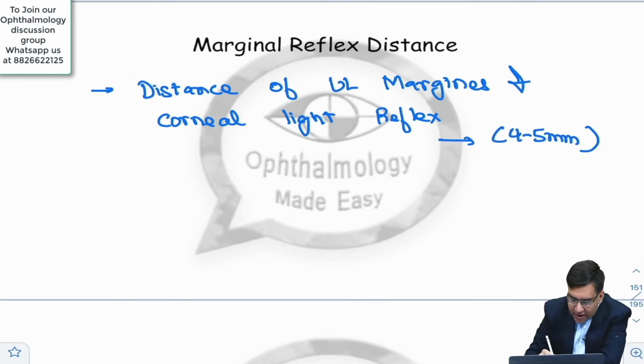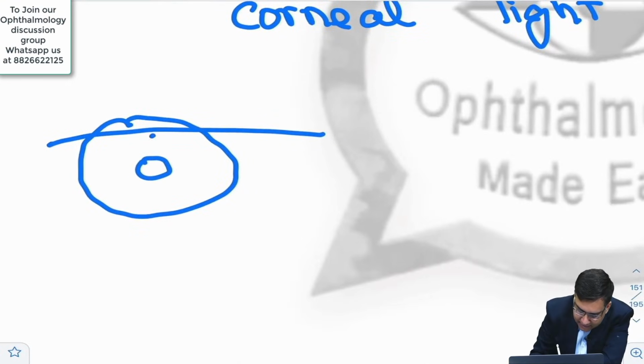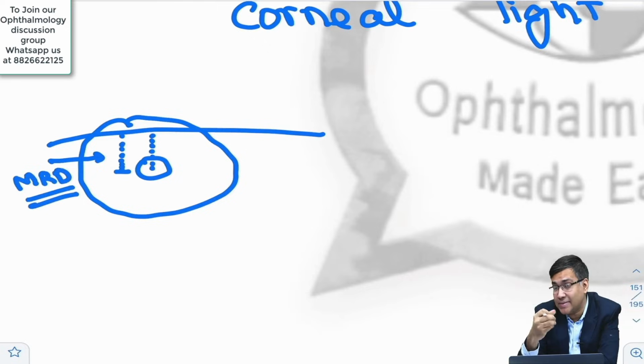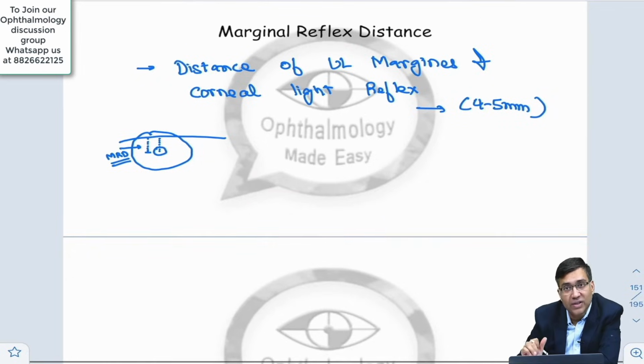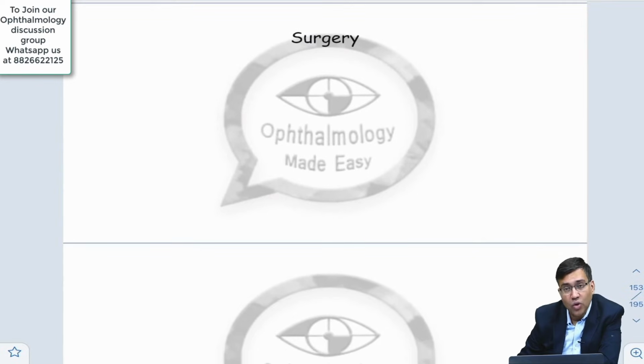Now what it actually means, please understand. Let's say this is my cornea, this is my pupil, okay, and this is my eyelid. Now here, this distance from the center of the eyelid to the center of the pupil, this is called marginal reflex distance. Okay. So if the marginal reflex distance is less, this means that the patient is having ptosis.